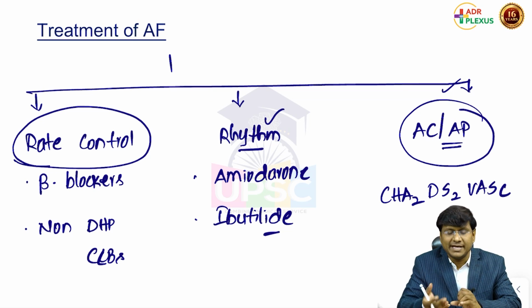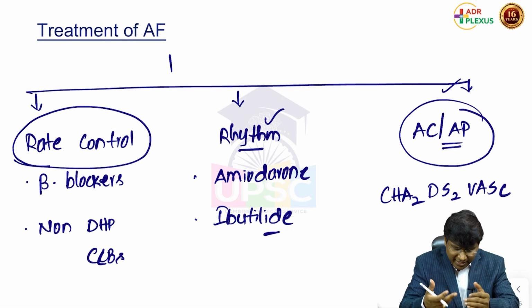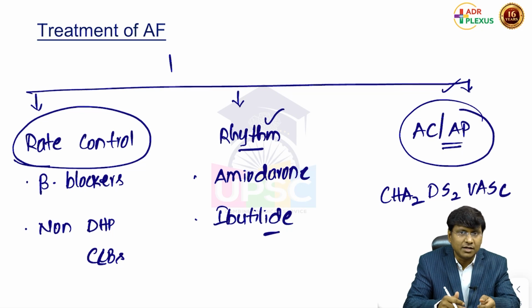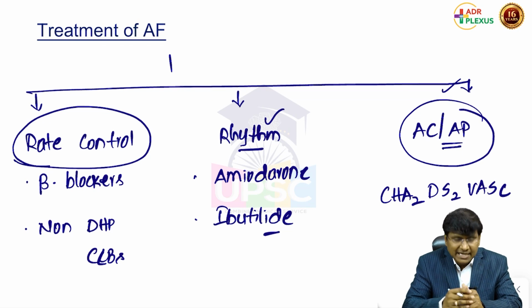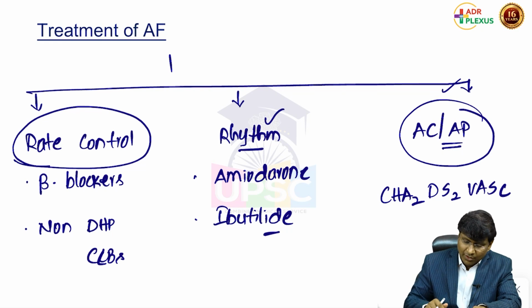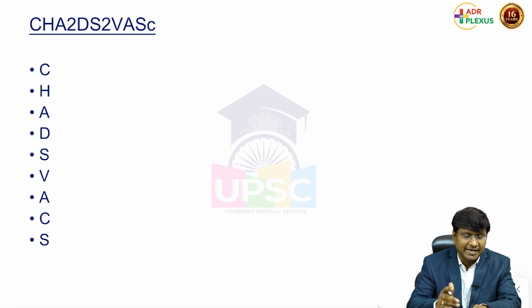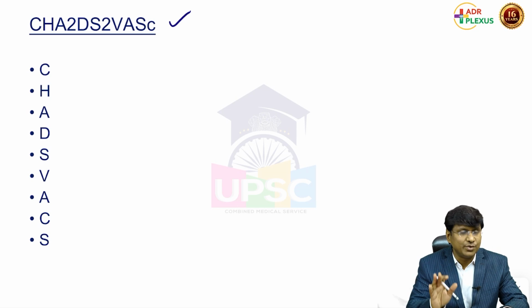In individuals with bronchial asthma, COPD, or other respiratory disorders where you are not able to give beta blockers, you need to give non-dihydropyridine calcium channel blockers. Then coming to rhythm control, it is achieved by the class 3 antiarrhythmic drug, that is amiodarone or ibutilide. Whether to give an anticoagulant or antiplatelet is calculated by your CHA2DS2-VASc scoring system.